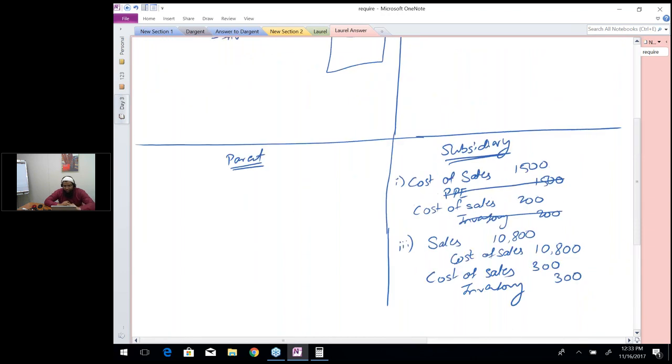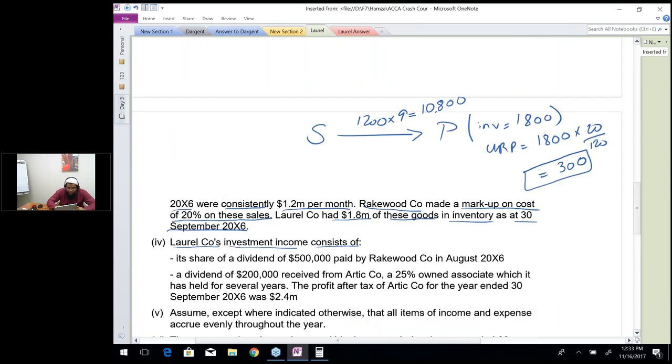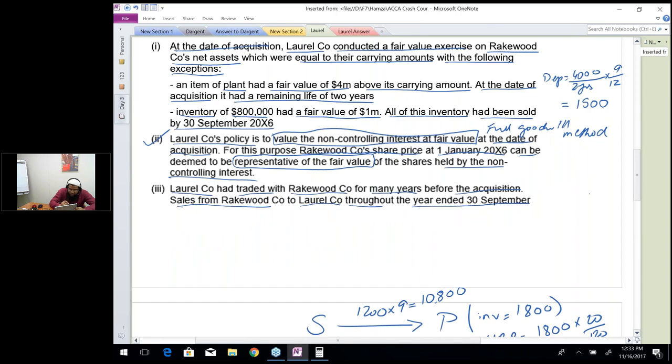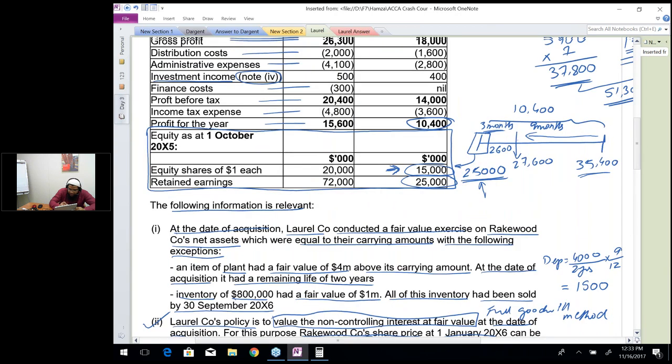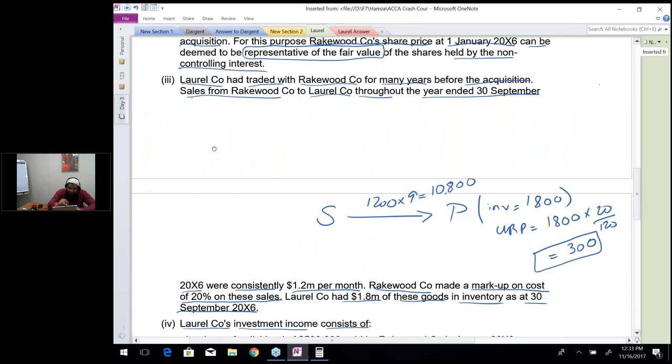Okay, now moving back to the question, where the question says that Laurel Company's investment income consists of which investment income? Let's move towards the income statement. The question is talking about this investment income, this one, about the 500 one. So what is the question mentioning? This is the 500 that the question is talking about. So let's see what the question wants to say.